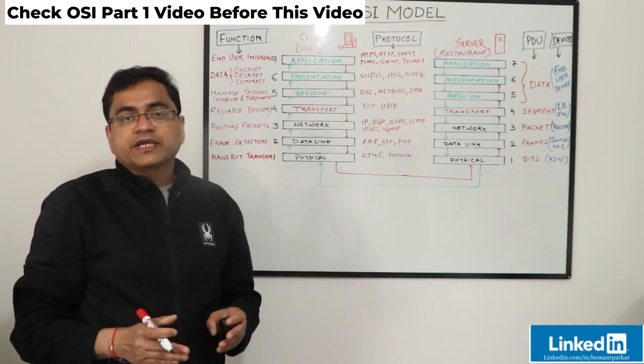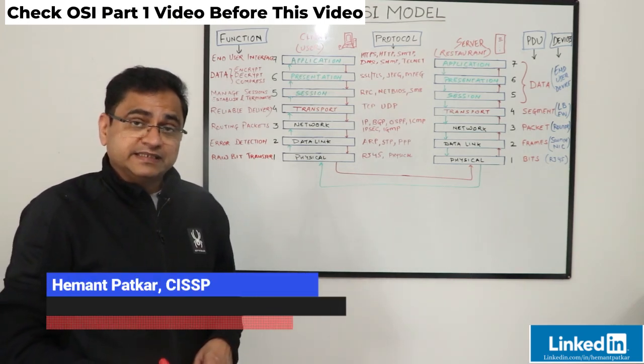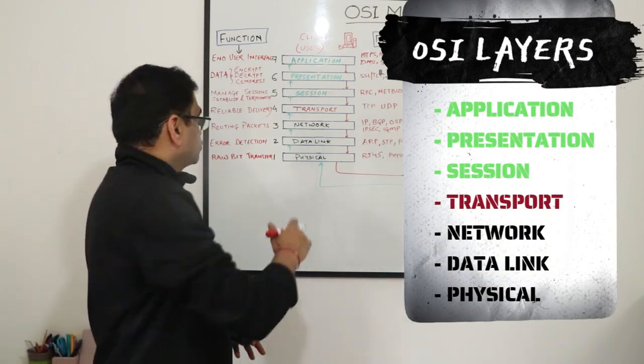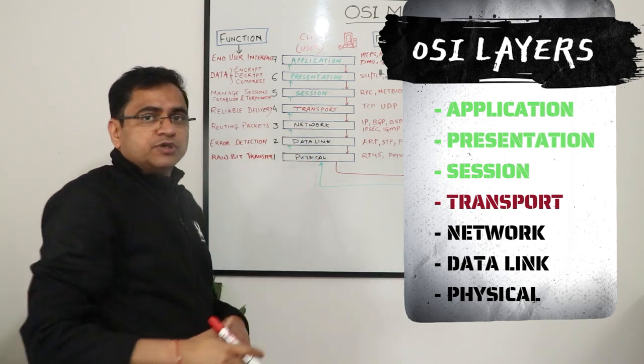So friends, after looking at the real life example, now we will go back to our OSI model and try to understand it in detail technically. So these are the 7 layers. And as you can see, I have shown top 3 layers in green, the bottom 3 in black, and the transport layer in red.